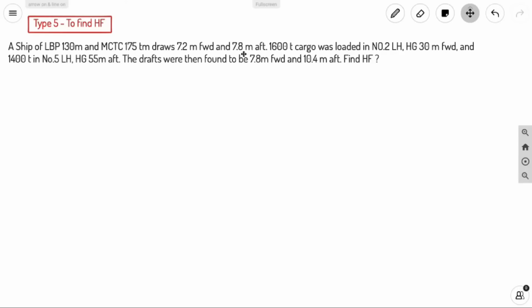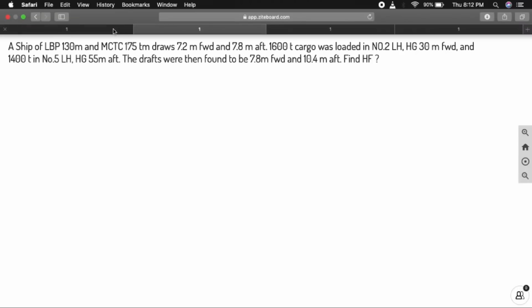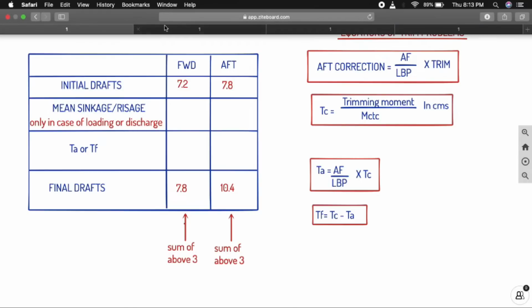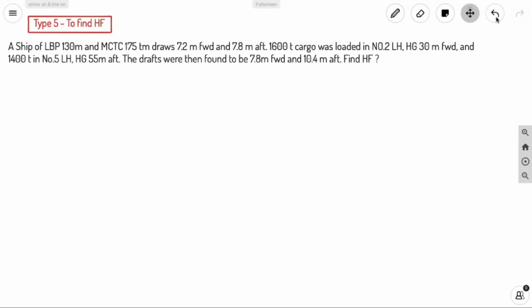First of all, we know the initial drafts, we know the final drafts. So do one thing, let's go to our table, let's put in the drafts. Initial drafts forward 7.2, aft 7.8. Final drafts forward 7.8 and aft 10.4. If you know the initial drafts and final drafts, we can get our initial trim. That's initial trim is 7.8 minus 7.2, 0.6 meters, and final trim is 10.4 minus 7.8, that's 2.6 meters.